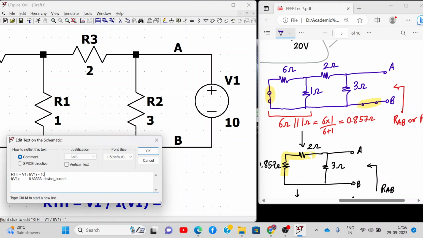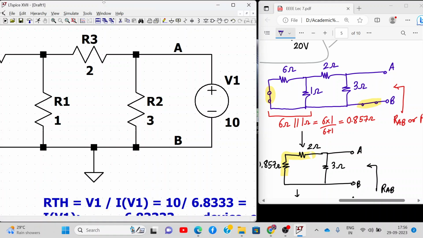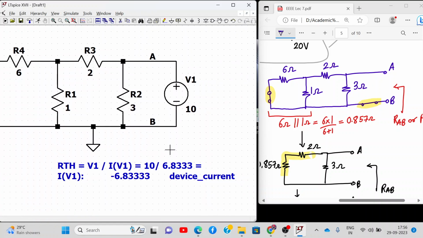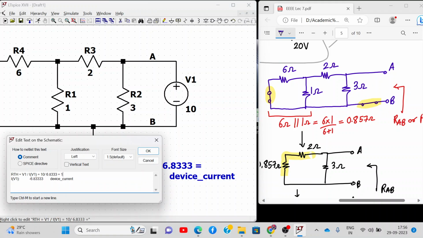So what we will do is we'll divide 10 divided by 6.8333. Okay, so this will be the answer. Now you can work it out in your calculators. So 10 divided by 6.8333, it will come very close to the value that is 3.2. Please check it in your calculators. Do not worry about the direction of the current, because LTspice considers current flowing out of the voltage source as negative. So 10 divided by 6.8333 is coming out to be 1.4. Let me add it over here, the value obtained in the calculator, 1.4634 ohms.